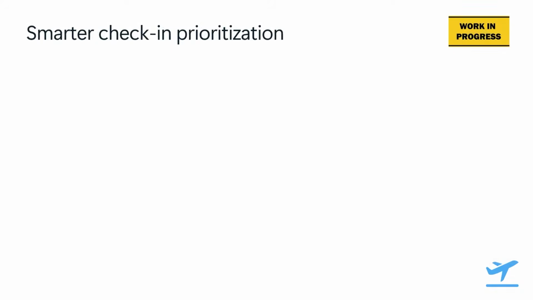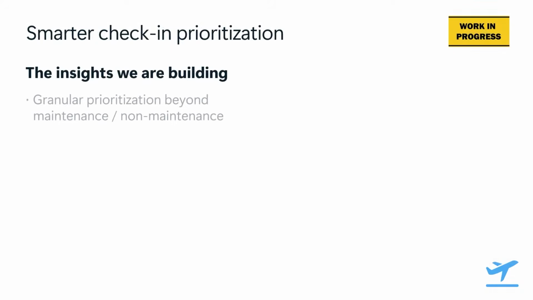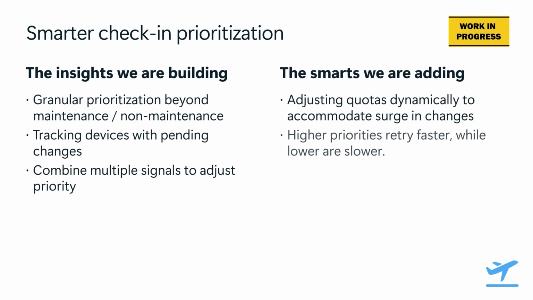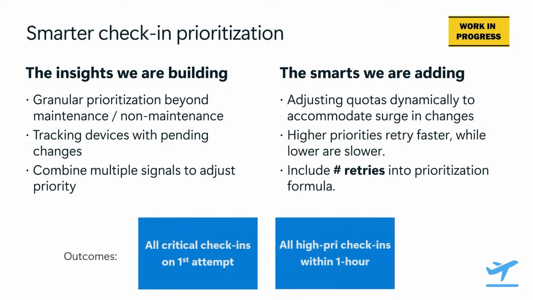In summary, what has changed architecturally is Intune is now keeping track of devices with pending changes. When a device checks in, the gateway factors in a variety of signals to automatically adjust the priority of the check-in from the perspective of the impact a potential delay could have, while also adjusting quotas and timings dynamically according to the demand to make the system more efficient all the time. Our goal with these changes is for all critical check-ins to almost never retry and high priority check-ins to complete within 1 hour.